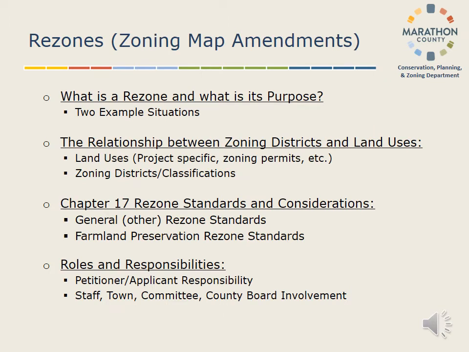As an overview to this presentation, we will be going over what a rezone is and its purpose, as well as two example situations. We'll go over the relationship between zoning districts and land uses. We'll go over some specifics regarding the land uses, specific projects, zoning permits, etc., as well as the zoning districts and their classifications. We will also go over the Chapter 17 rezone standards and considerations for general rezones as well as farmland preservation rezones. And lastly, we will go over the roles and responsibilities of the petitioner, county staff, the town committee, as well as the county board.